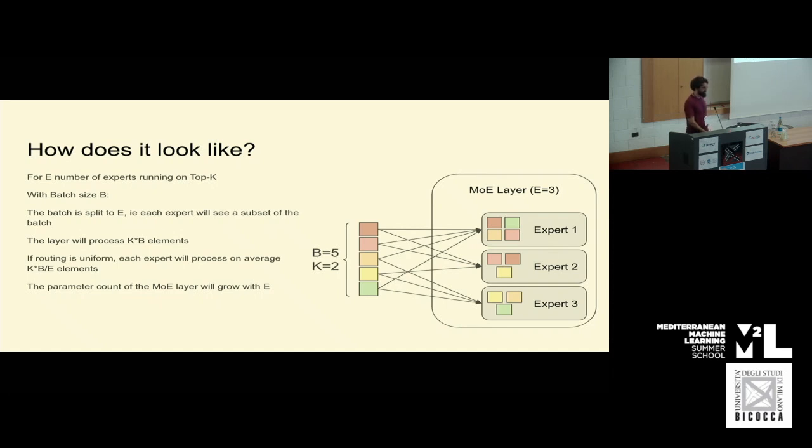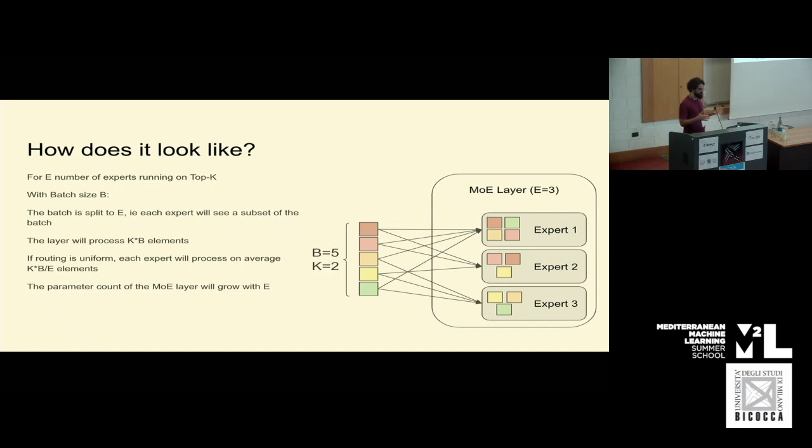So it's worth spending some time to think right now about how this looks in terms of shapes and arrays. If you have E number of experts running on top-K, and you have a batch size of B, the batch is going to be split into E, so each expert is going to see a subset of the batch, and the layer is going to process K times B elements. So if you assume that routing is uniform, which it is not, but this can be used for considering the average case, you're going to have K times B divided by E elements per expert.